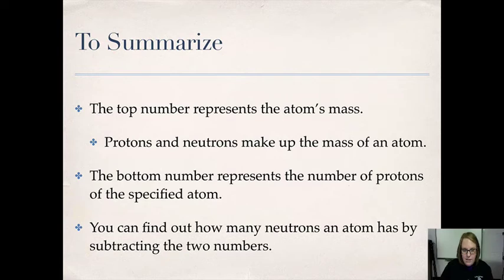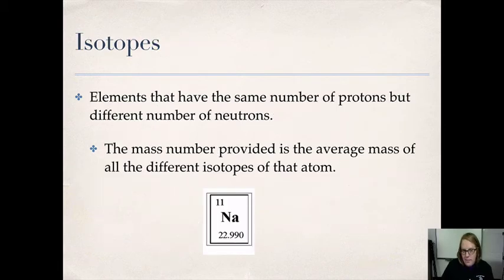To summarize, the top number represents the atom's mass. Again, remember, protons and neutrons make up the mass of an atom. The bottom number represents the number of protons of the specified atom. And you can find out how many neutrons an atom has by subtracting the two numbers. Hopefully you're thinking, but wait, we learned in class that sodium should have 11 protons and 11 neutrons. You're right. That's where isotopes come in.